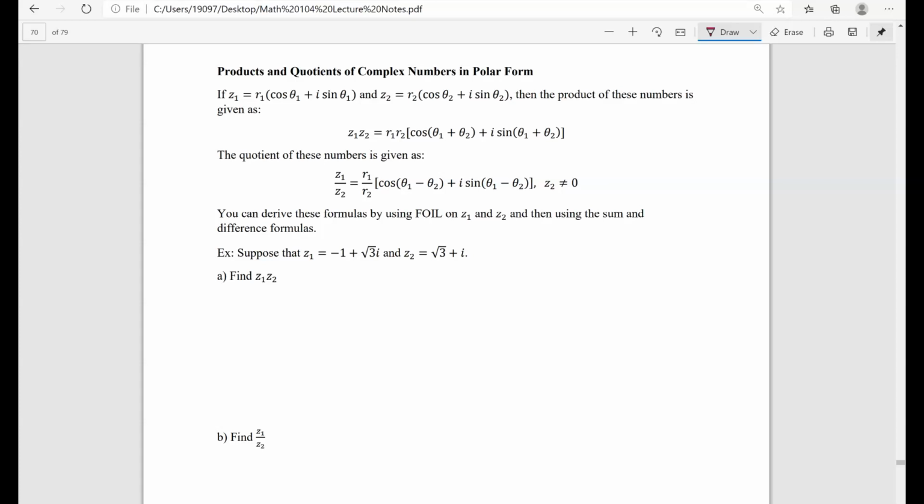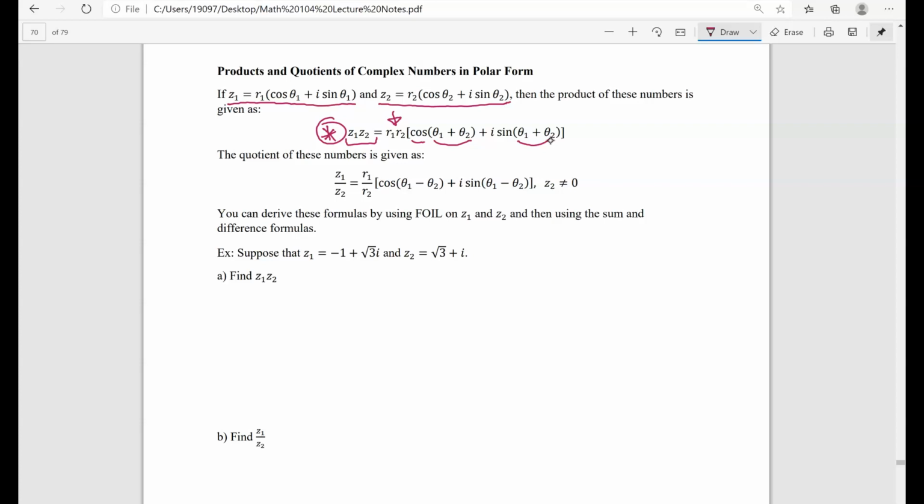So let's say you have two different complex numbers, z1 and z2, and each is already in its own trigonometric form. Theta 1 and theta 2 are just their respective angles. If you want to multiply two complex numbers together, remember that the way we did that was by FOILing everything out. But what it says here is that if they're in polar form already, all you have to do is multiply the r's together and then take the cosine and sine of the sum of the theta values. That's much easier than FOILing a whole bunch of stuff together.